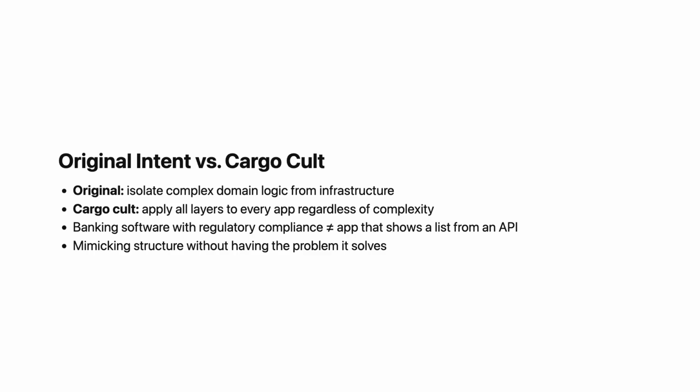The original intent was, if your domain logic is complex enough to warrant isolation, isolate it. The cargo cult version is, every app must have these layers regardless of complexity. So when should you actually use clean architecture? Let me give you real criteria.